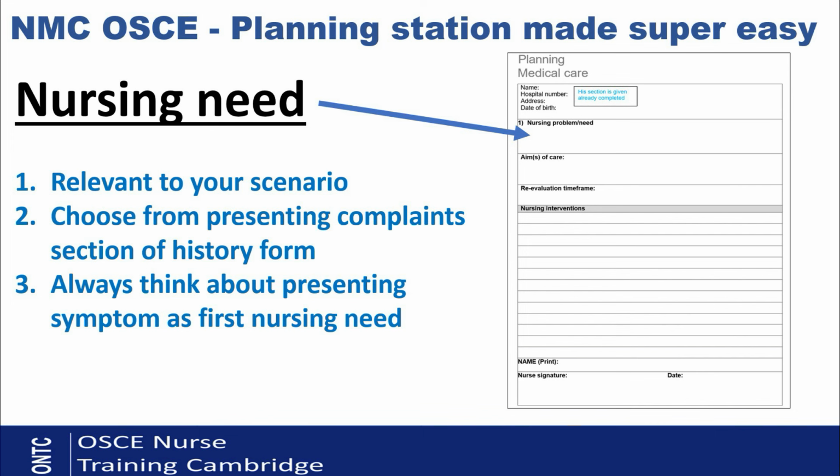Another very, very good tip I can give you: always think about presenting symptoms. So if your patient is coming with pain due to hip fracture, then pain is your presenting symptom. If your patient is displaying a headache and nausea due to subdural hematoma, then headache and nausea are your presenting symptoms. If somebody has got shortness of breath due to chronic heart failure, pneumonia, asthma, then shortness of breath is your presenting symptom. So your presenting symptom should always be your first nursing need.